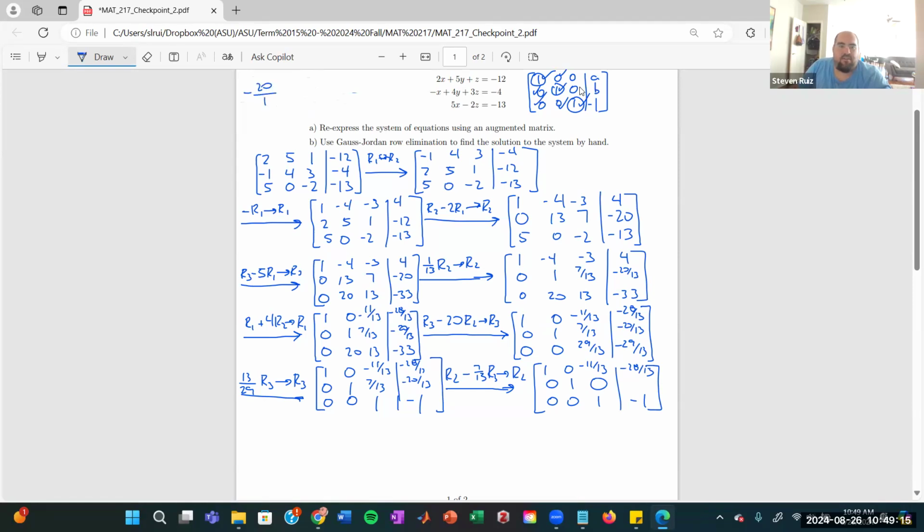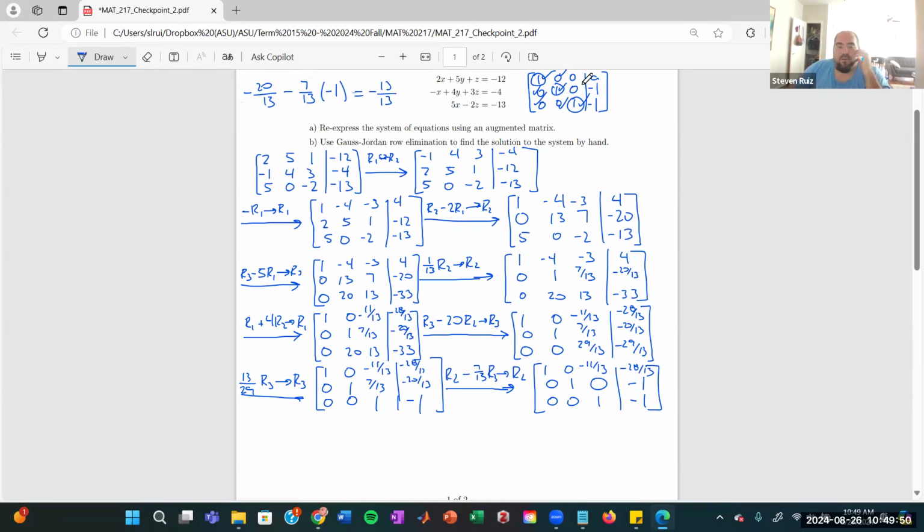Row 2, negative 20 thirteenths minus 7 thirteenths times whatever's in row 3. That's 1. No, it's not, is it? It's negative 1. That's my mistake. So I get negative 20 thirteenths plus 7 thirteenths. That gives me negative 13 thirteenths, which is negative 1. So now I have my solution for my y variable: negative 1.